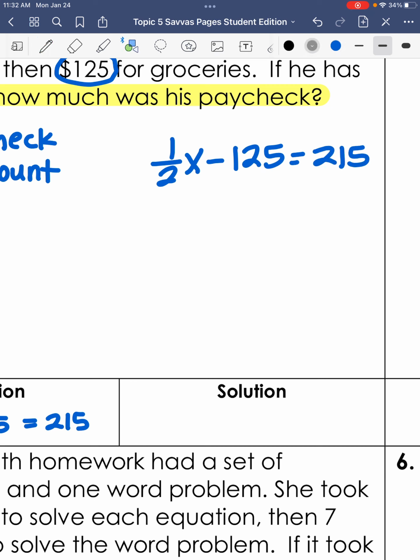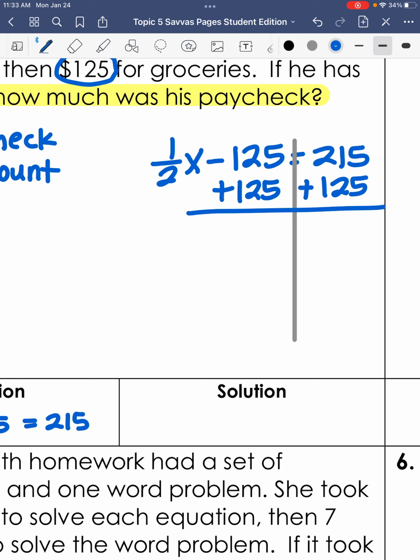I'm going to start by drawing my line through my equal sign. And the first thing I want to do to get the x by itself is to add 125 on both sides. So when I do that, on the side with the x, the 125 cancels out. That leaves me with 1/2 x by itself, and that equals 215 plus 125 is 340.